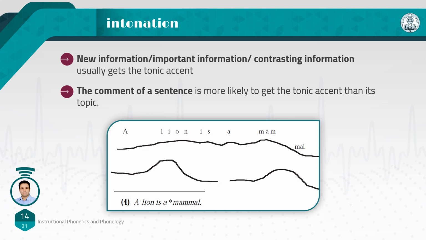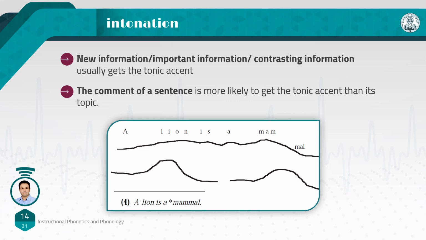Listen to this sentence. A lion is a mammal. Listen again. A lion is a mammal. A lion is a mammal. Now, listen to the second speaker. A lion is a mammal. A lion is a mammal. A lion is a mammal. A lion is a mammal.